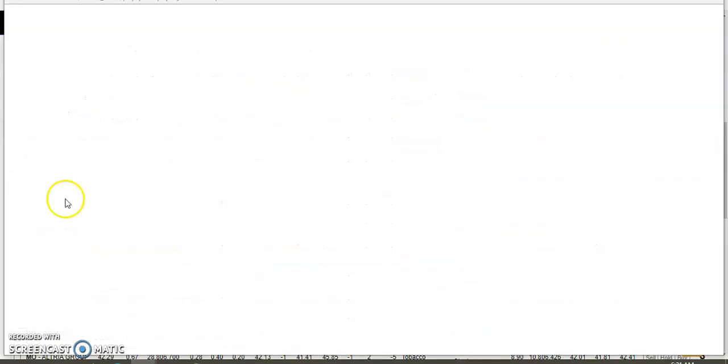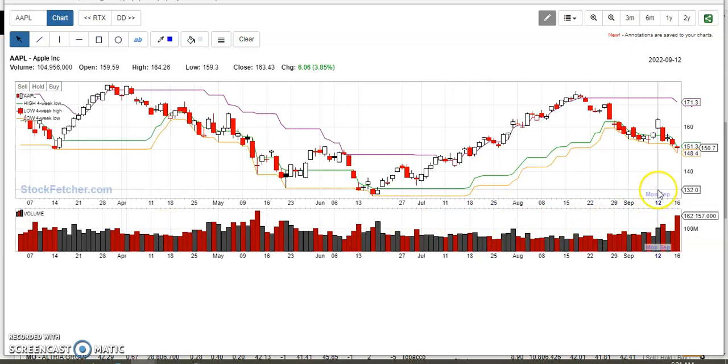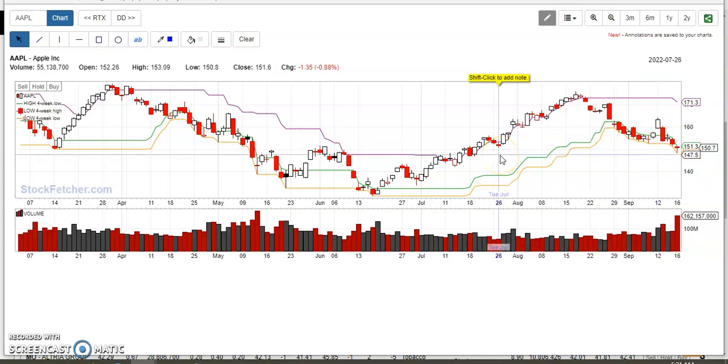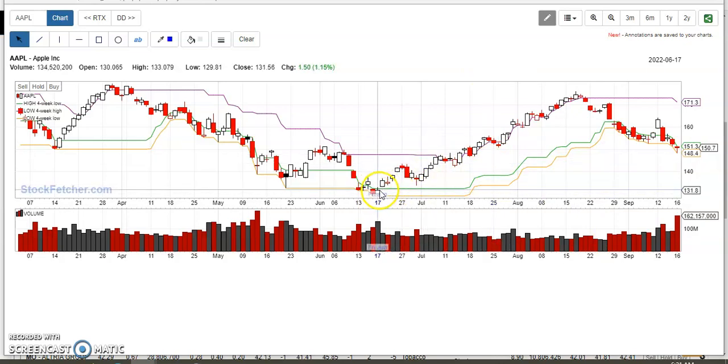We can take a look here at Apple, and you can see Apple triggered here, gapped up. Pretty much take your money off the table, because then the next day it gapped down and just continued to tank. But you can see back here we had a nice opportunity, price moved and just kept moving up.